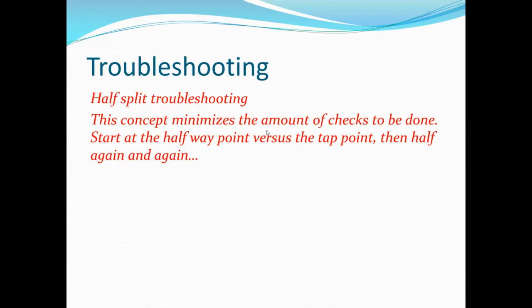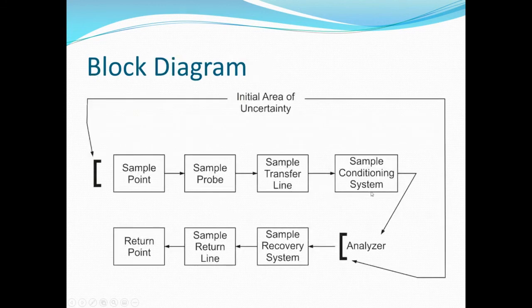This is a concept that allows us to minimize the number of checks to be done. The theory is that you start at the halfway point between the analyzer and the tap point, and then halfway again. So, we're not getting a good reading to the analyzer. Does it make sense for me to go all the way to the sample tap point, crack it here, oh yeah, I've got flow, crack it here, oh yeah, I've got flow, and so on?